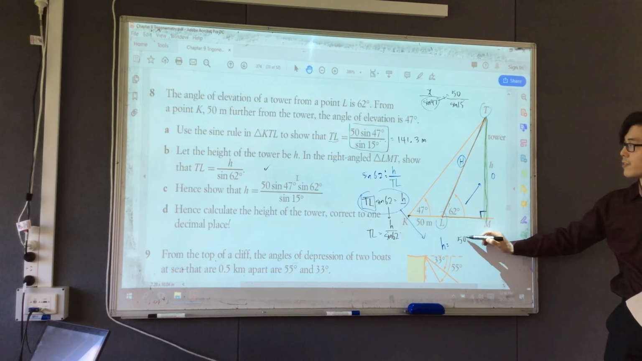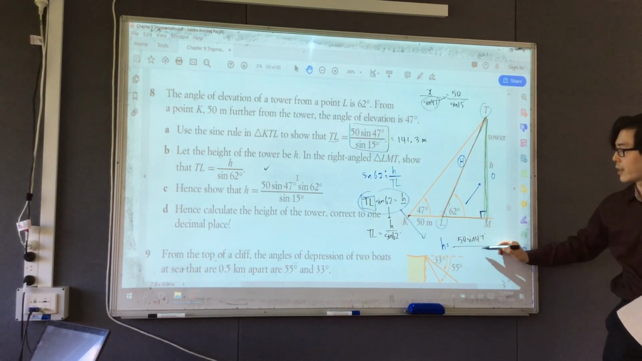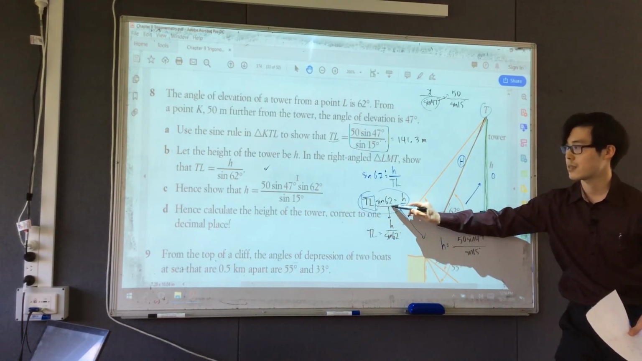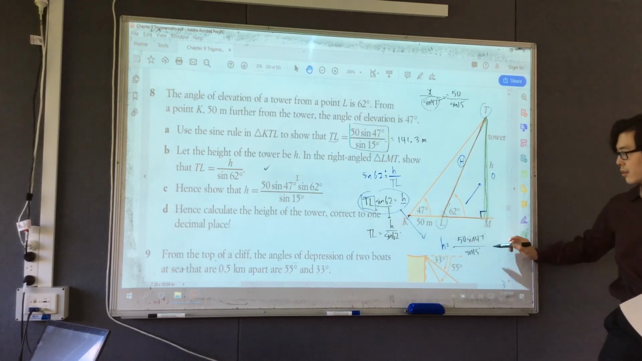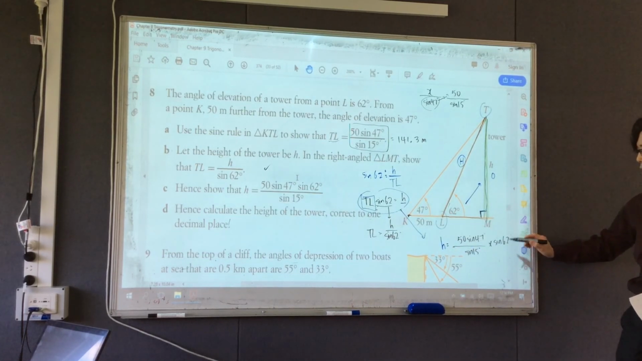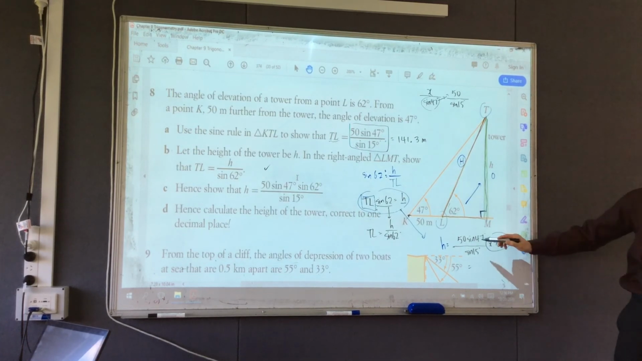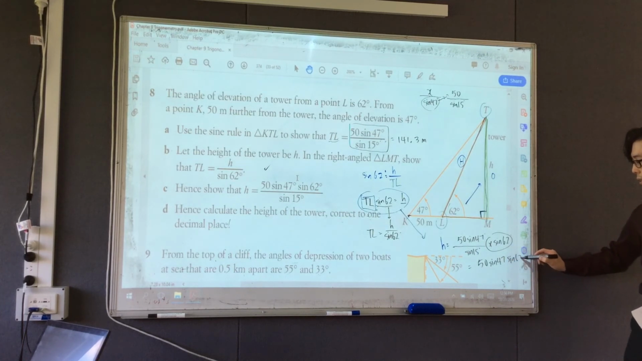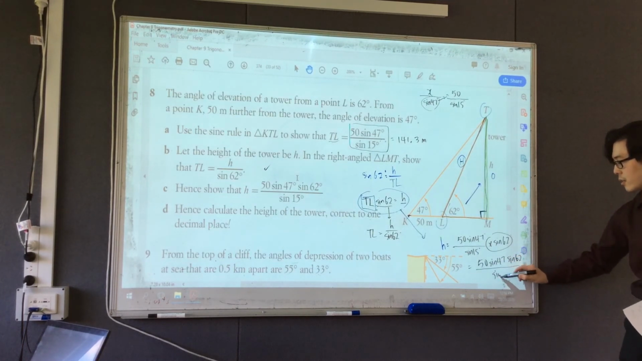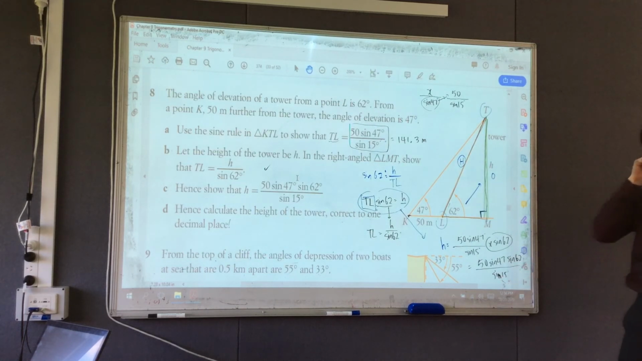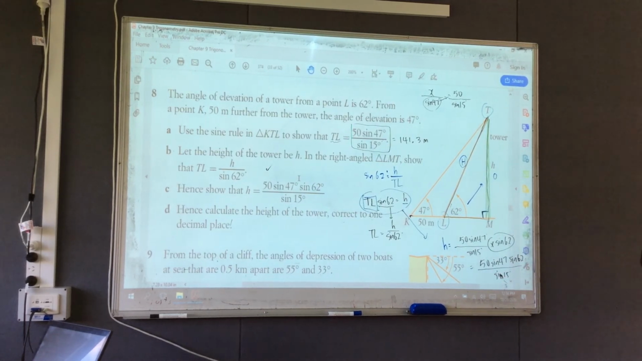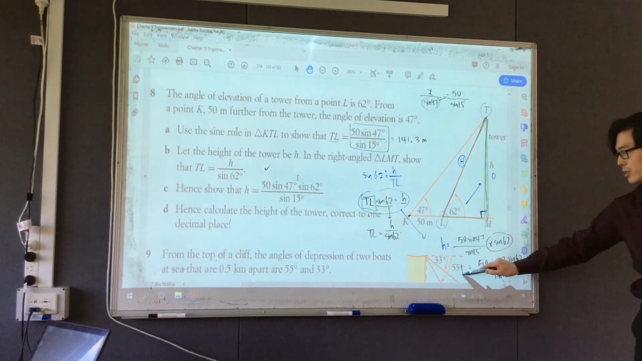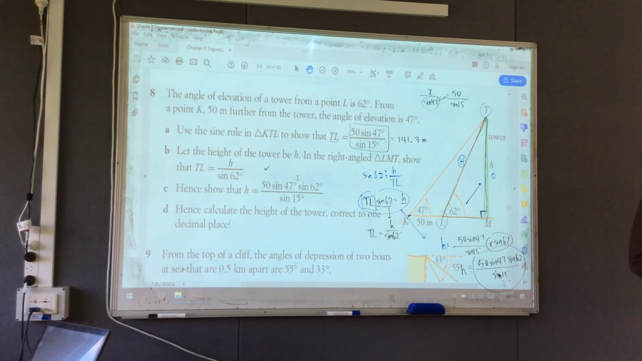So we've got 50 sine 47 over sine 15, and I need to write times sine 62 next to it. Do you get it? Basically, if you multiply something with a fraction, you're just putting it on top. That is what the answer wants. The tricky thing with this type of question is they don't want the actual value, they want the expression. Hence calculate the height of the tower: all they want you to do is put all of this in the calculator.